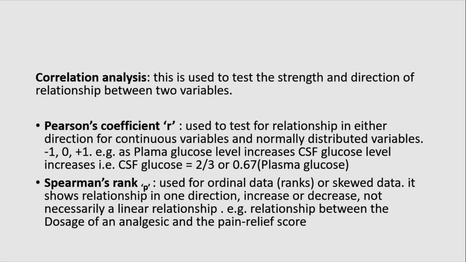So the 2/3 tells us that the relationship is in a ratio of 2/3, and the direction is in the positive side, because as one is increasing, the other one is also increasing. Then we have the Spearman's rank.